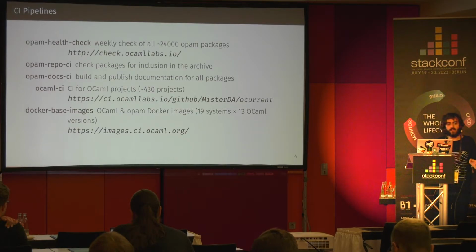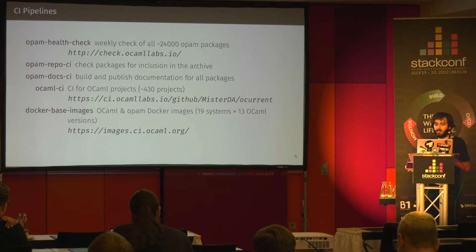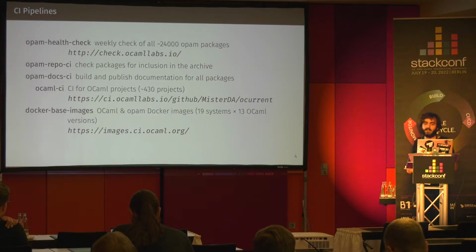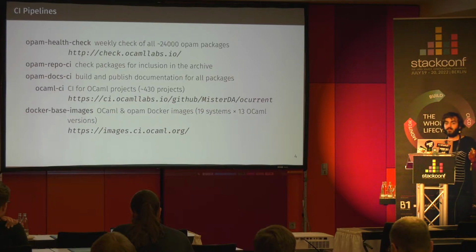OPAM CI is a CI that faces all of the users of OCaml, because it will build the documentation of each package and publish it on the official OCaml website. And we can leverage all of the explicit version dependencies to specifically build the documentation of a specific package at a specific moment in time, and also build the documentation of the dependency cone of this package, so that you will have a correct documentation.